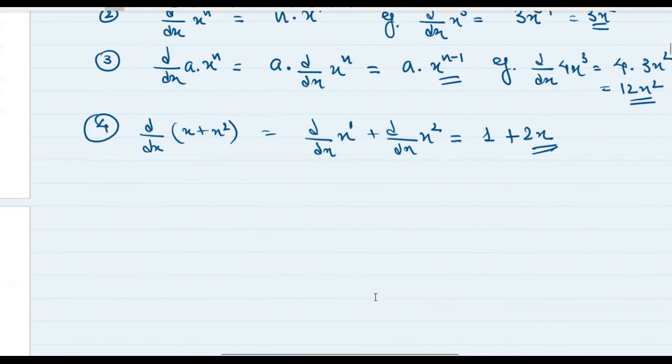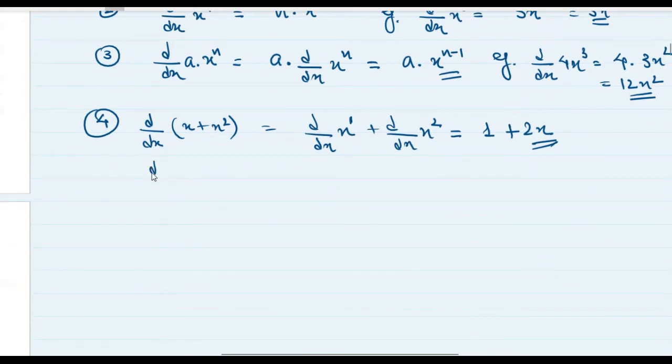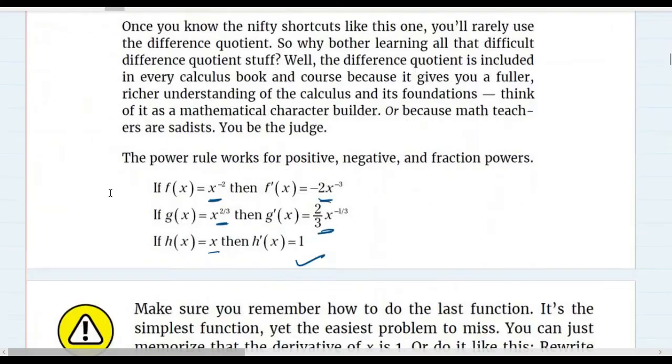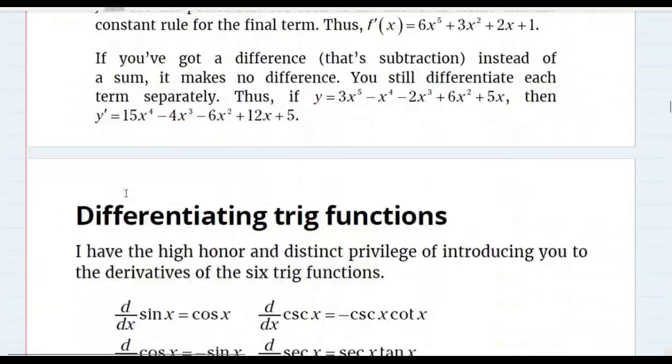Similarly, if you have a minus sign, that is the derivative of a difference, let's say x minus x square, that is the derivative of x minus the derivative of x square, which is 1 minus 2x. Easy? Great. So we have sum and difference rules.